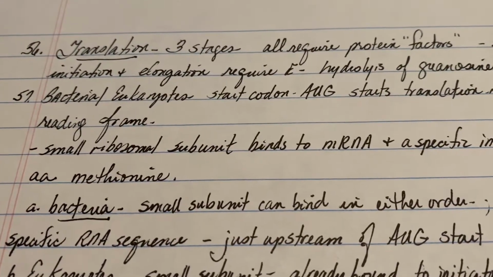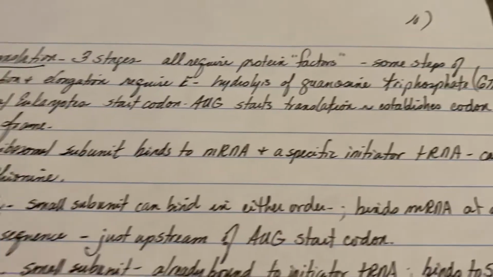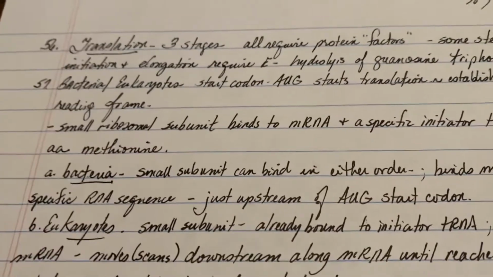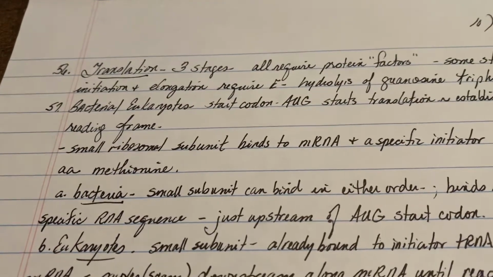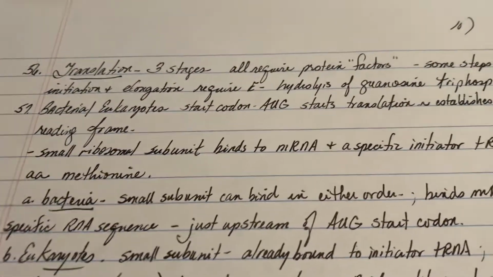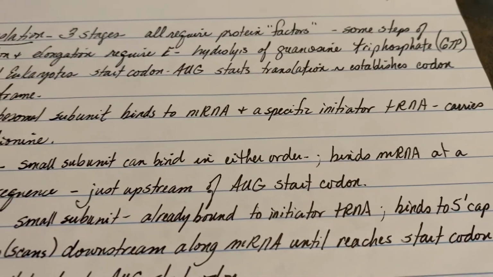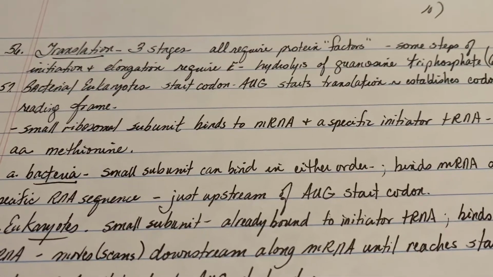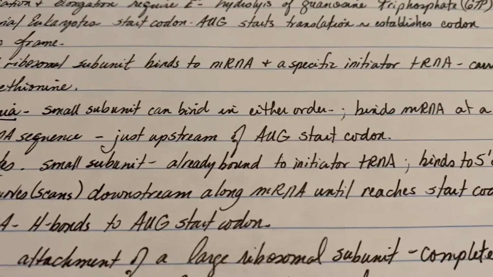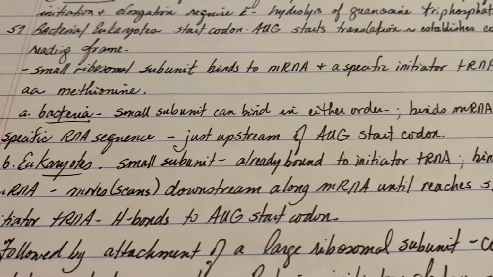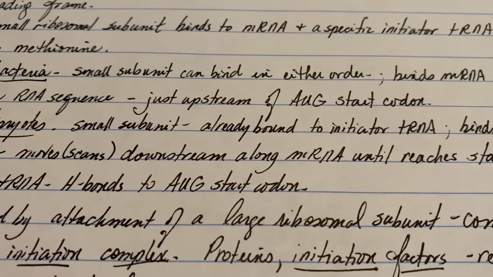Bacteria and eukaryotes both use the start codon AUG to start translation, and this establishes the codon reading frame. In other words, the group of 3 bases that is going to determine what is the codon. The small ribosomal subunit binds to messenger RNA and a specific initiator transfer RNA, which carries the amino acid methionine. In bacteria, the small subunit can bind in either order. It binds messenger RNA at a specific RNA sequence just upstream of the AUG start codon.